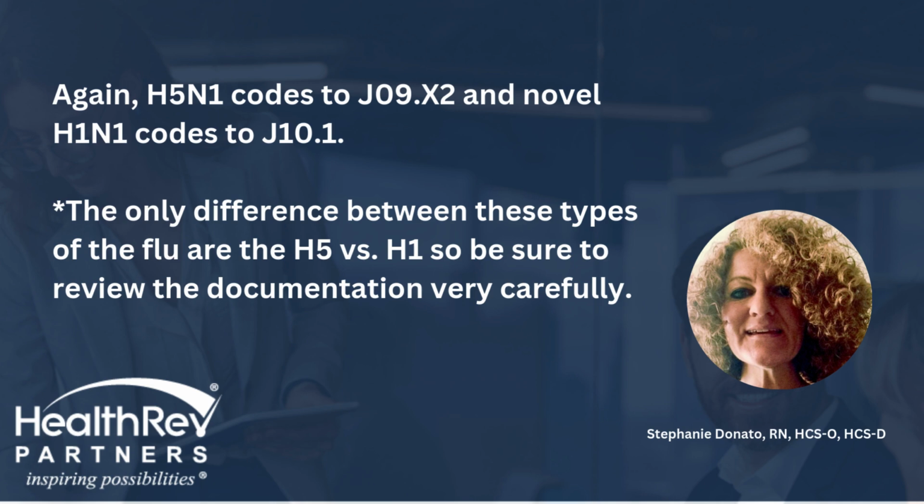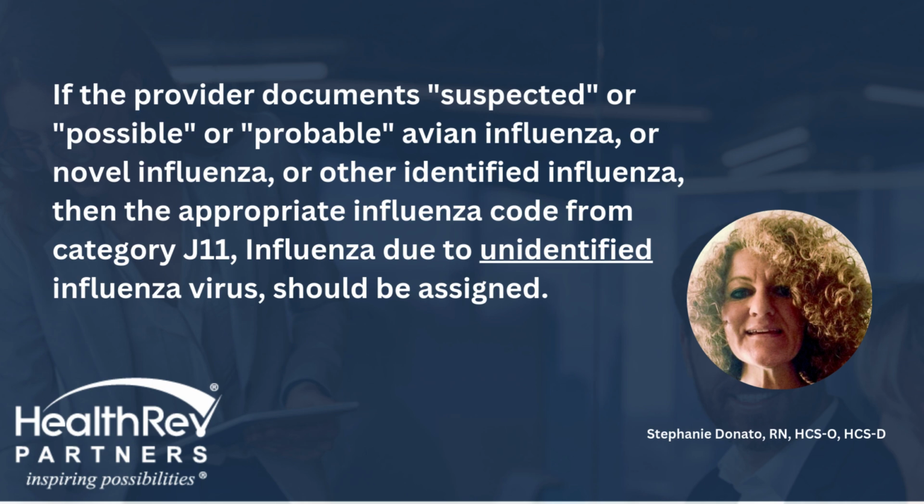The only difference between these two types of flu is the H5 versus H1, so be sure to review the documentation very carefully. Some other things to remember as you're coding influenza. If the provider documents suspected or possible or probable avian influenza, novel influenza, etc., then the appropriate influenza code from category J11 should be used, influenza due to unidentified influenza virus.